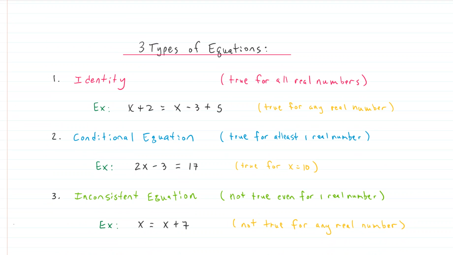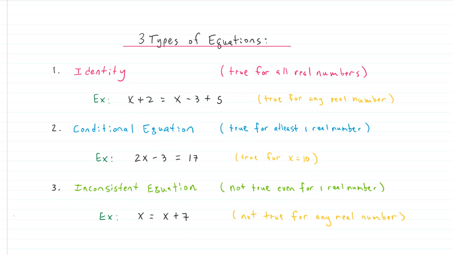Here are three types of equations. The first type is called an identity. An identity is something that is true for all real numbers. It doesn't matter which number you choose to plug in for the variable x, it's still true. So an example would be x plus 2 equals x minus 3 plus 5.